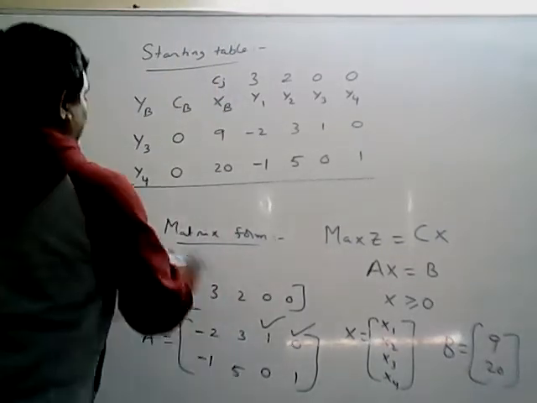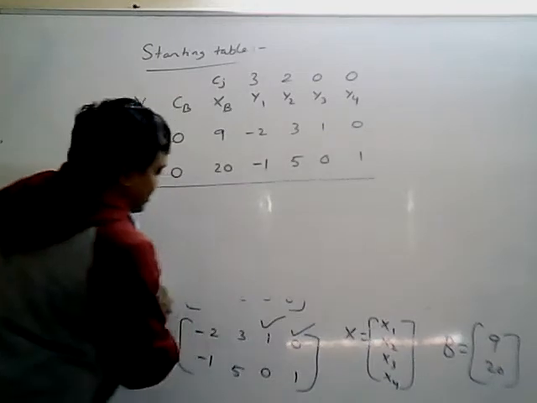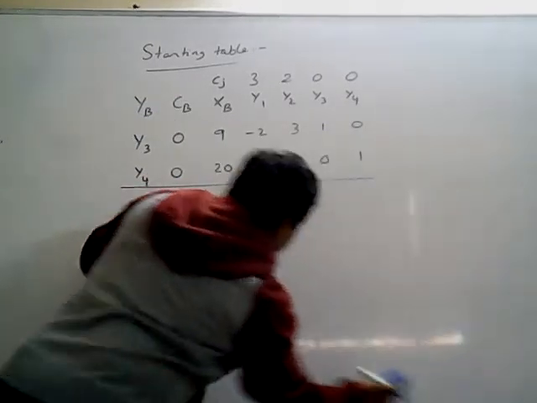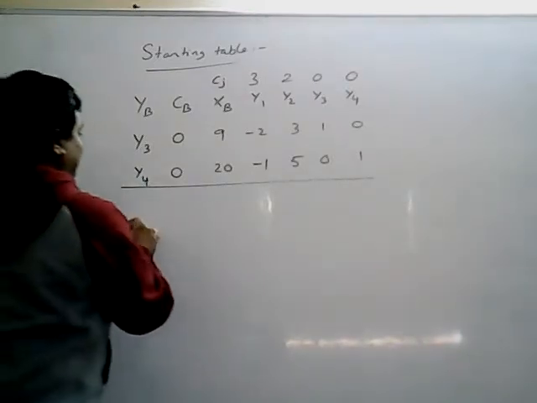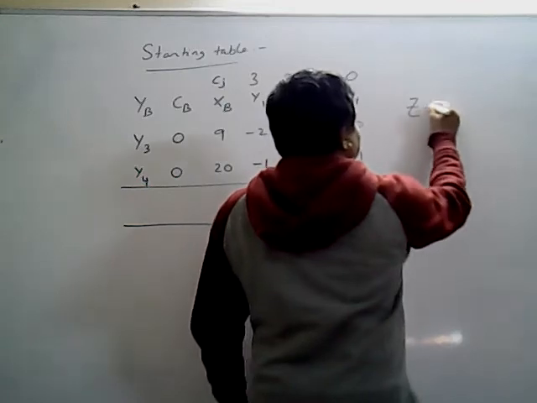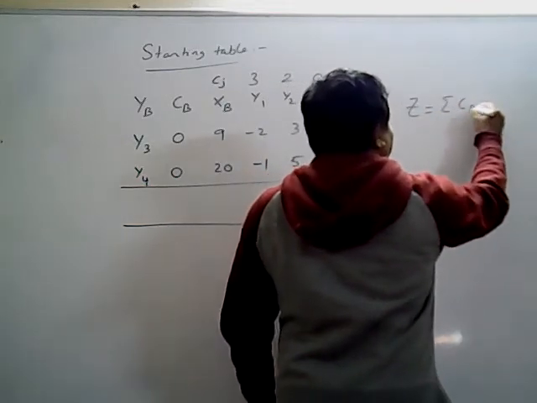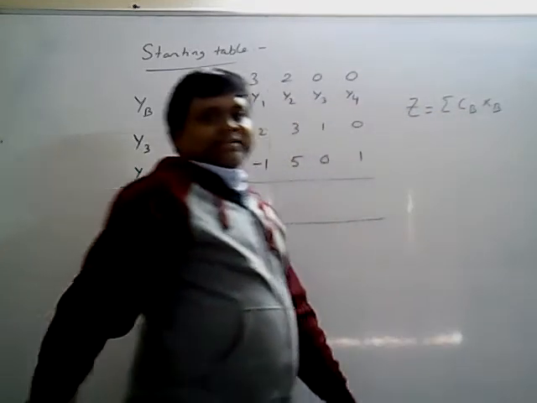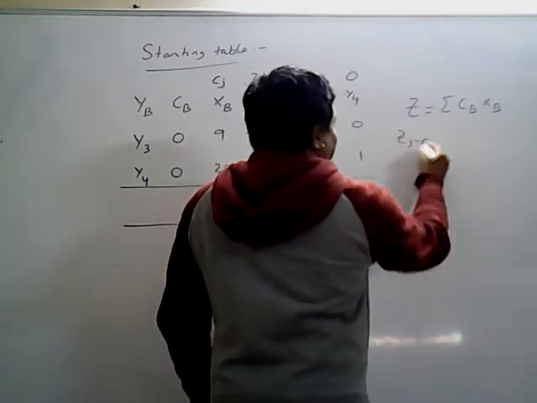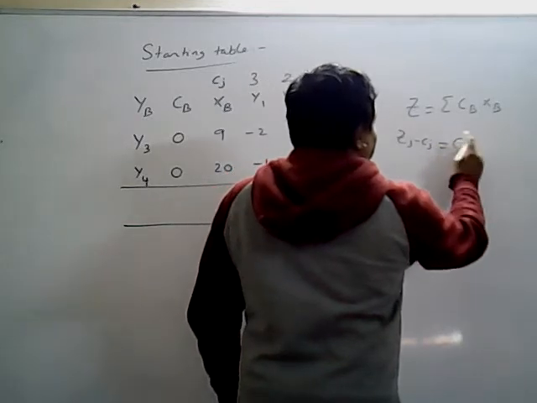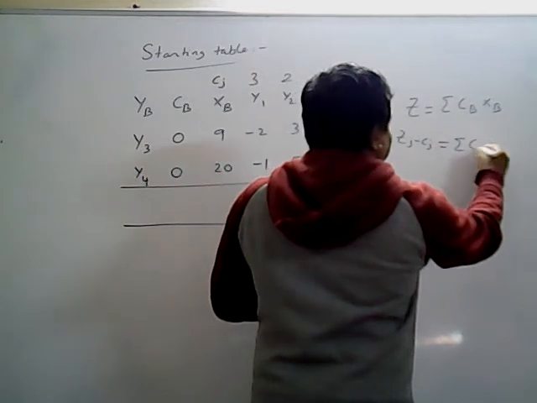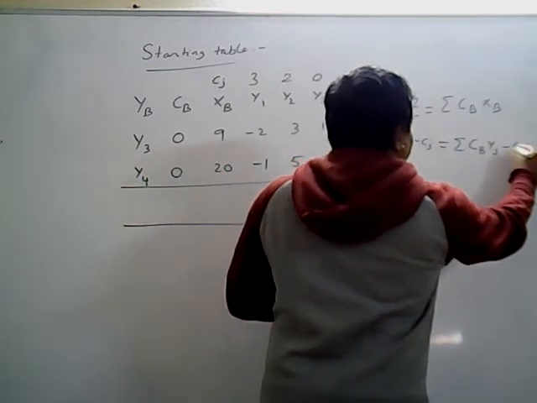What you have to calculate? Two things you have to calculate now: the z value and the net evaluation value. So what is the z formula? The z formula is nothing but summation Cb into Xb. Next step, what you have to calculate? Net evaluation. The net evaluation formula is summation Cb into Yj minus Cj.